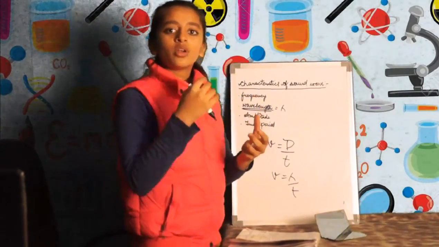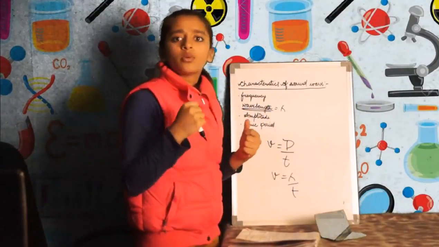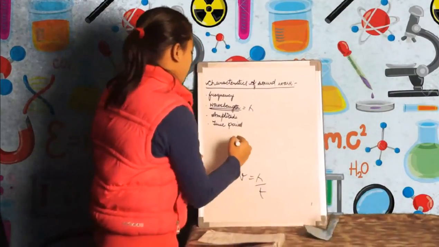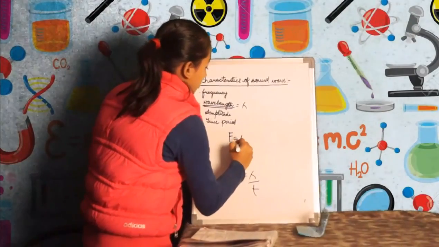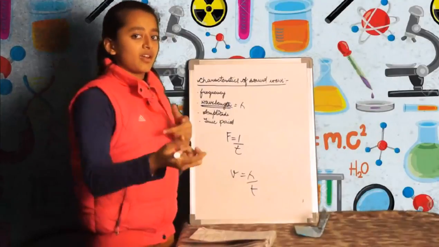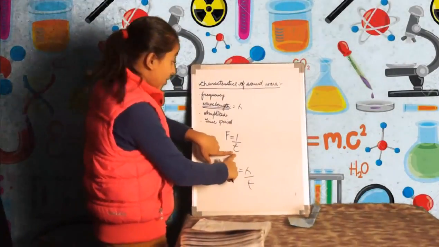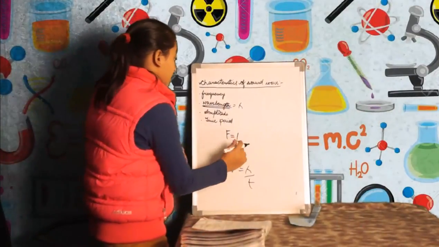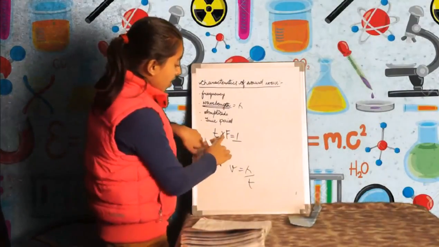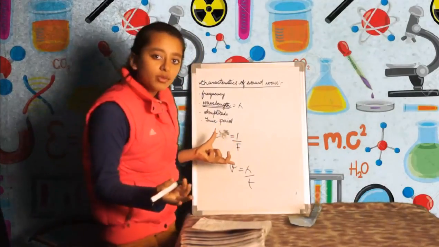So if you want a relationship between velocity or the speed of the sound and the frequency, how would you do that? You are already given that our frequency is equal to 1 upon t. If we want to find t from here and remove this t, then we can get the frequency inside it. So t would come here, and f would come here. So our t is equal to 1 upon f.